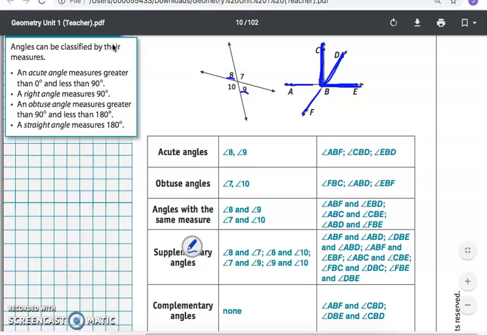But remember, angle ABF is the same measure as angle DBE because they're vertical angles. So these two are the same, and angle DBE is complementary with CBD. And that means angle ABF has to also be complementary with angle CBD because ABF and DBE are the same measure. So whatever one of them is complementary with, the other one is complementary with. Okay, so a lot of angles in there to recognize. Hopefully that makes sense.